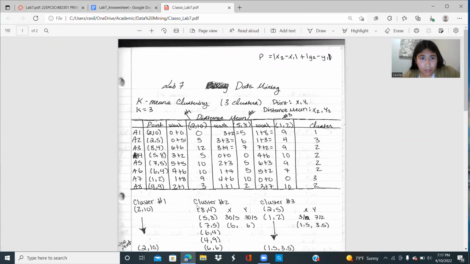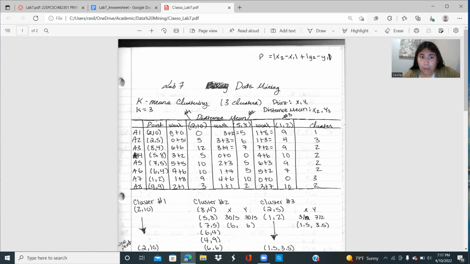Okay, so for this lab 7, I went ahead and did the k-means clustering in 3 different clusters. In this, I used the data points A1 of 2,10, B4 of 5,8, and C1 of 1,2. I gathered all the data points from 1 to 8, and I showed here the work and how I calculated the following using this formula right here.